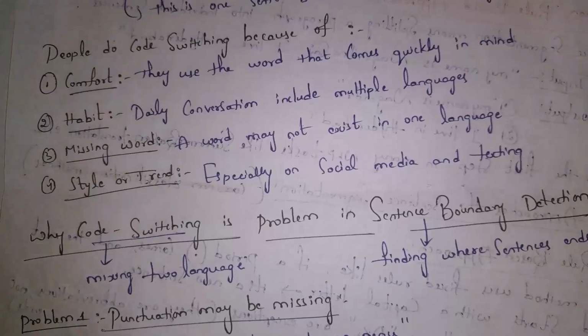And the fourth one is style or trend. Because normally on social media, we send messages by mixing various kinds of languages. This is a trend. These are the reasons why people use code switching, that is nothing but mixing multiple languages in a single sentence.